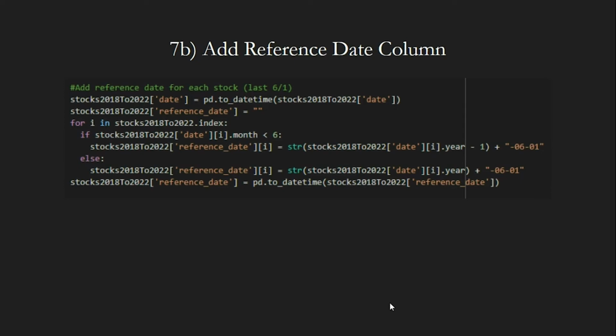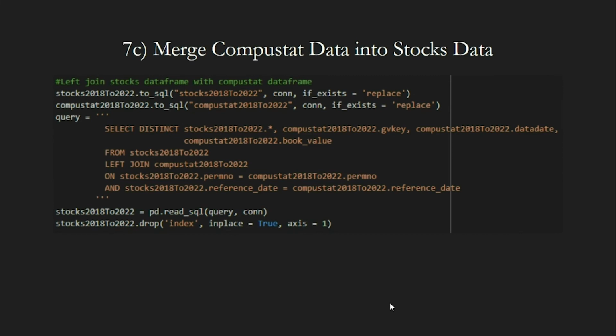Here, the reference date is the previous June 1st. So if the data was taken before June, the reference date is the June 1st of last year. Otherwise, it's the June 1st of the same year. Next, we merge the CompuStat data with the stocks data based on the firm identifier and reference date for each row. When we select asterisks from stocks 2018 to 2022 in line 4, it means we select everything, which includes an extra column of index, so we drop that column in the last line.